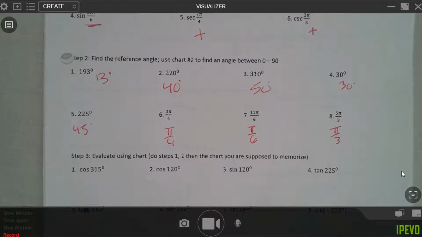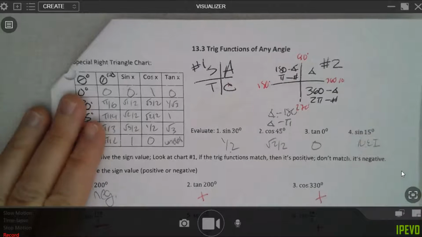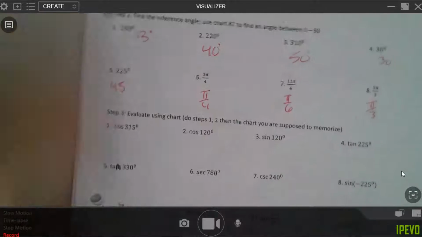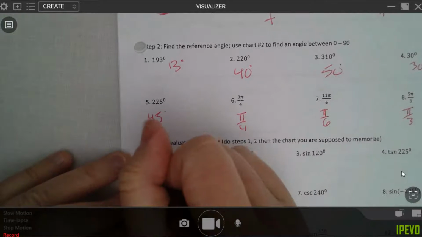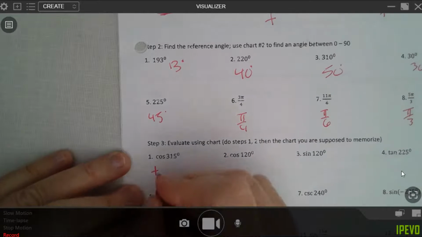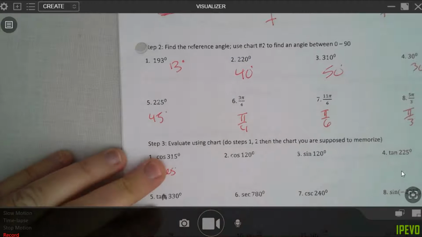So what we're going to do is chart 1, chart 2, and then we're going to use this chart right here that we will eventually memorize. So cosine at 315, that matches, so it's positive. Cosine of, I'm going to find my reference angle.